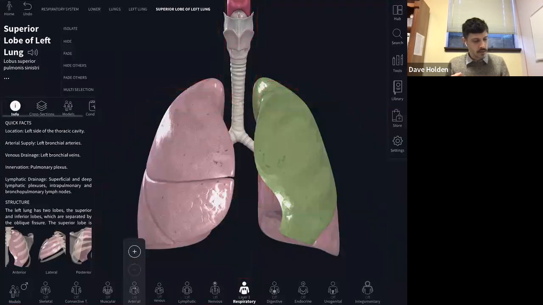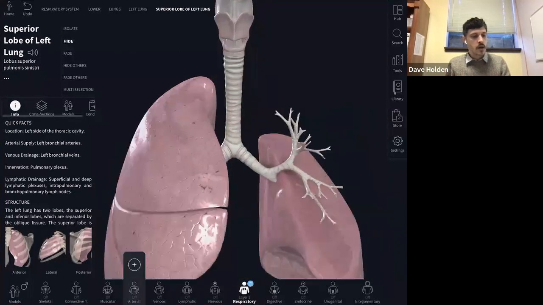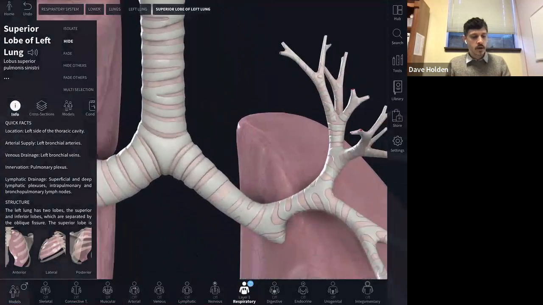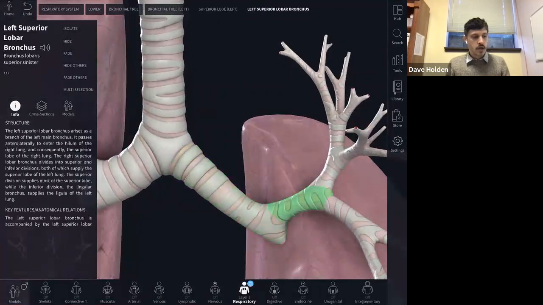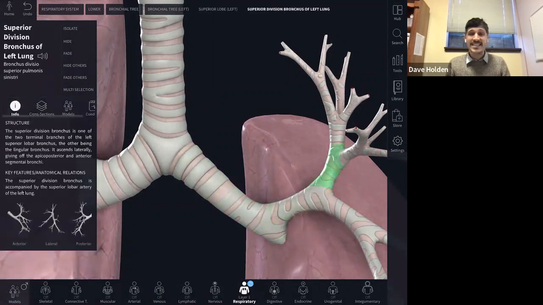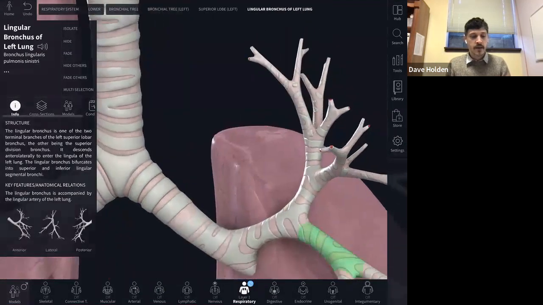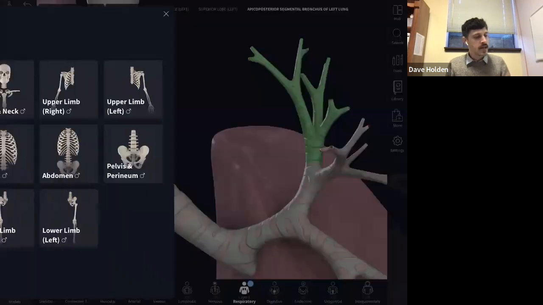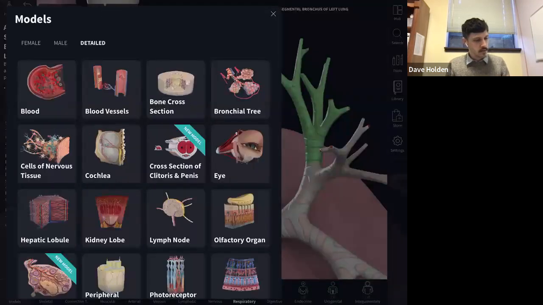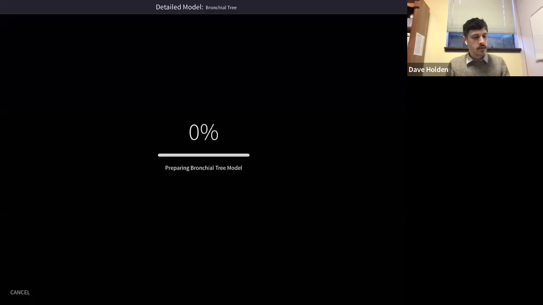So, from the trachea to the primary bronchus to the secondary bronchus. On the left lung, we have one heading to the superior lobe, one going to the inferior lobe. Then we have our tertiary bronchi. These guys will terminate in what is known as a bronchial tree.